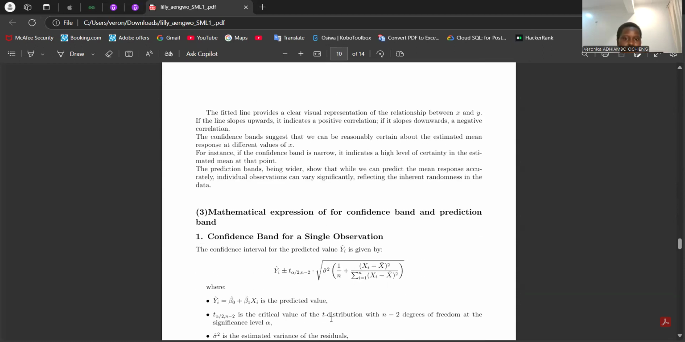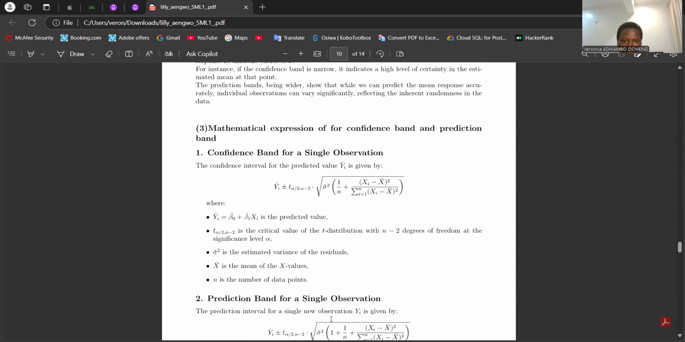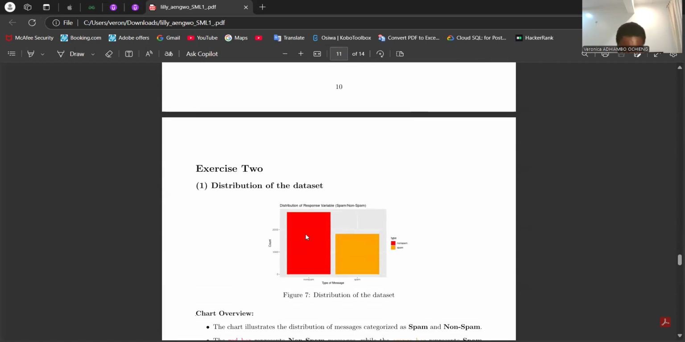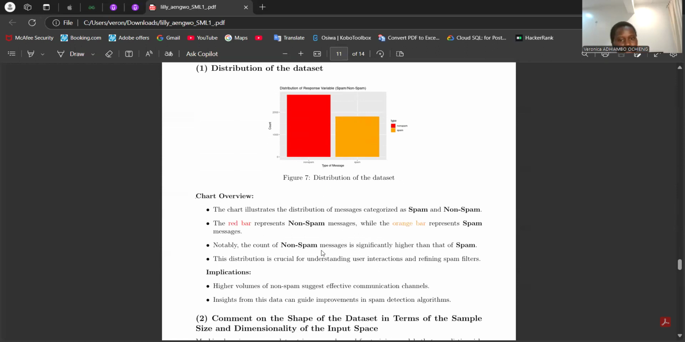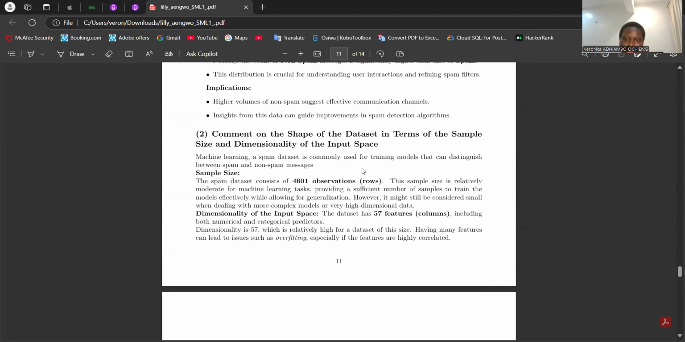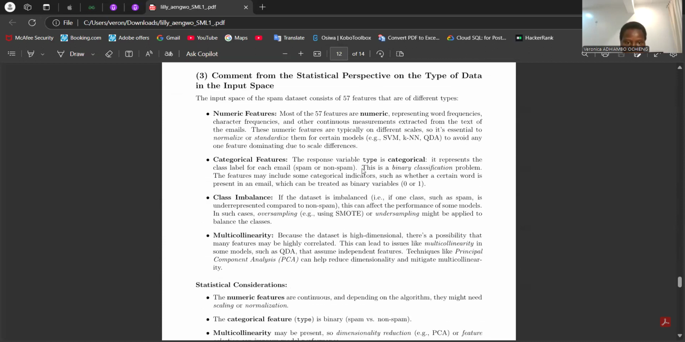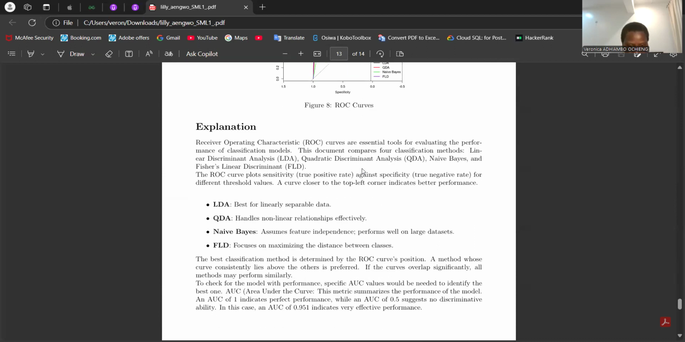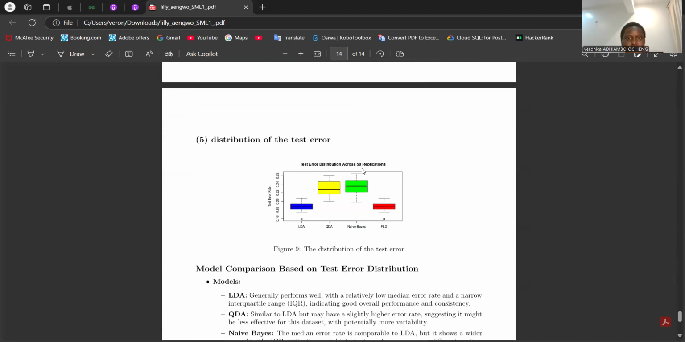I also plotted the ROC, and I also plotted the distribution of the data sets between the spam and the non-spam messages, and it shows that the non-spam messages were higher than the spam messages. And I plotted the graph of the ROC, and the distribution of the test error.